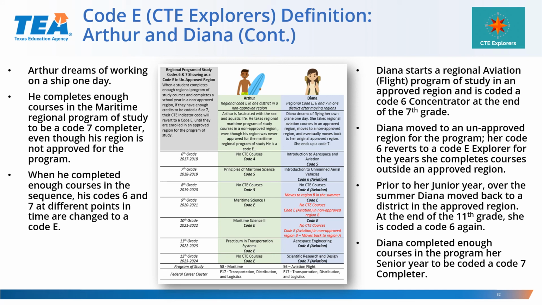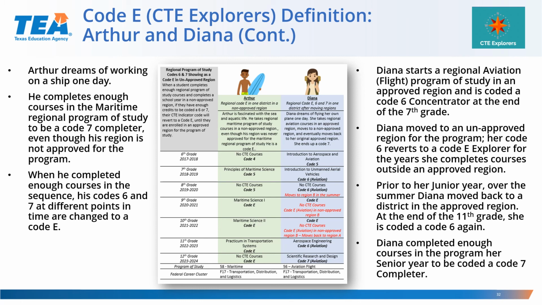Now let's look at Diana. In Diana's scenario, she starts an aviation flight regional program of study in an approved region. At the end of the 8th grade, Diana is coded a Code 6 concentrator. After completing the 8th grade and being a Code 6 in the regional program of study, Diana moves to an unapproved region for that program of study.